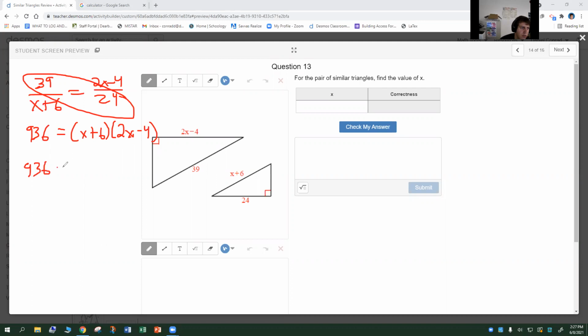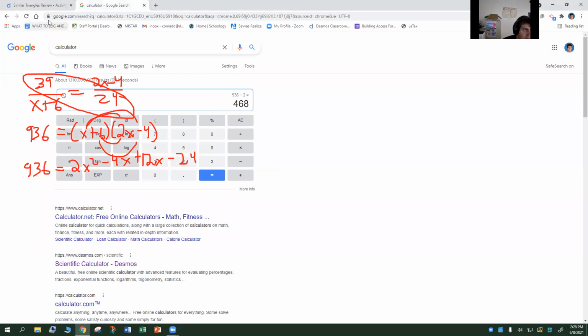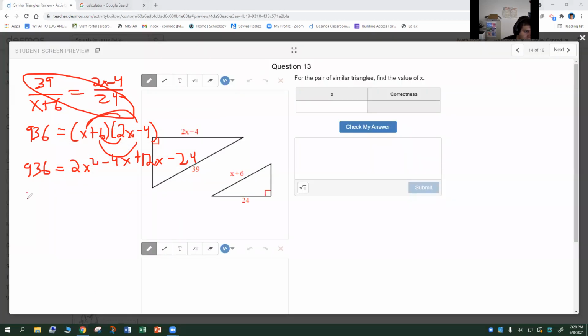So that's going to give us, if we distribute here, FOIL out, we get 2x squared minus 4x plus 12x minus 24. Okay, I notice everything here is an even number, so I'm going to divide by 2. So 936 divided by 2 is going to give me 468. That's going to be x squared. This becomes 8x. Maybe we should just not do that yet. So minus 2x plus 6x minus 12. Okay, combine like terms. So we get 468 equals x squared plus 4x minus, so that was a 6. That's pretty sloppy there.